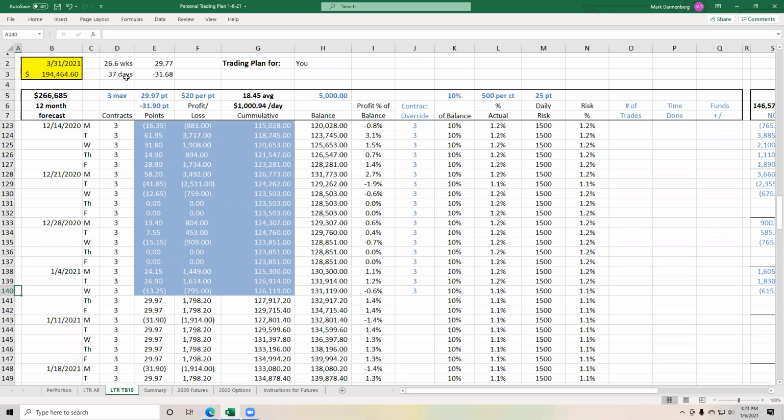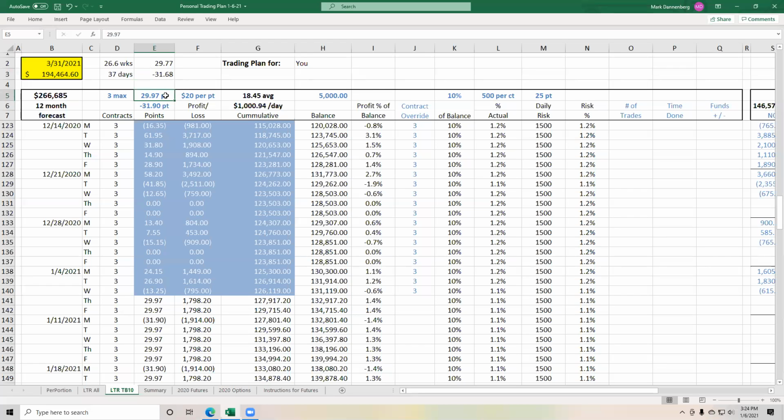So the personal trading plan here says that we have 37 losing days out of 26 and a half weeks, and our average winning day is 29.77. So it's decreased slightly from the last update that we did. And here we have a losing day average of minus 31.68 points. So it's a slightly better average, just very slightly better than what we had before.